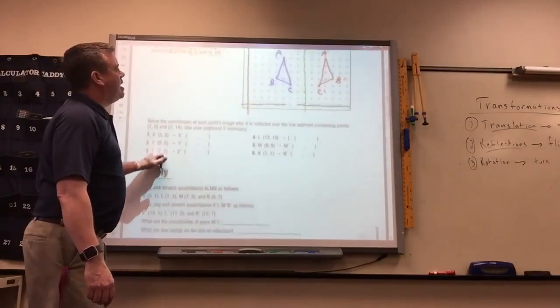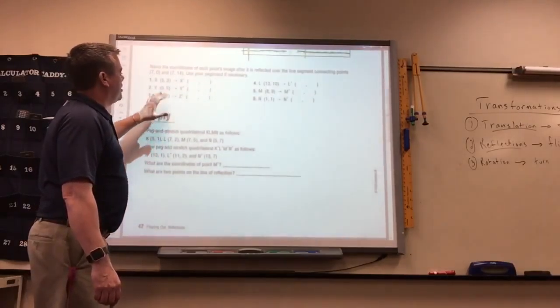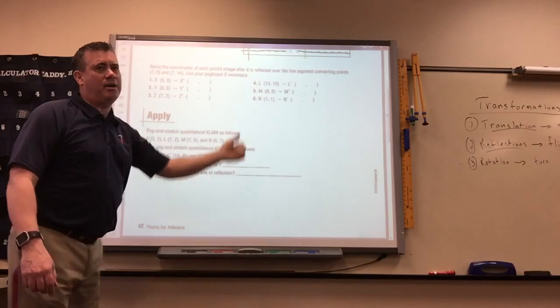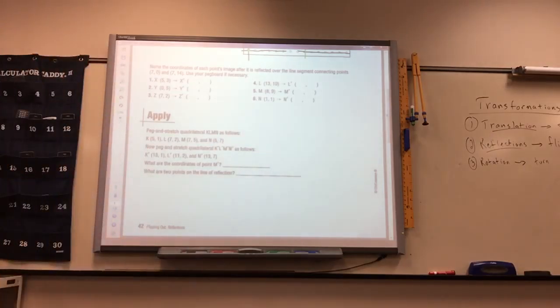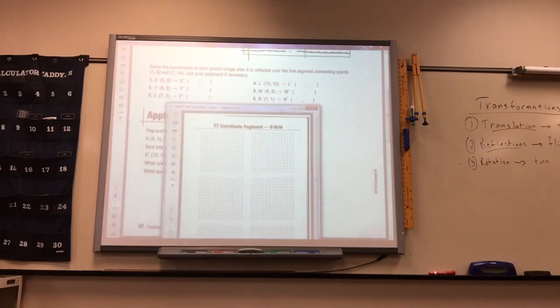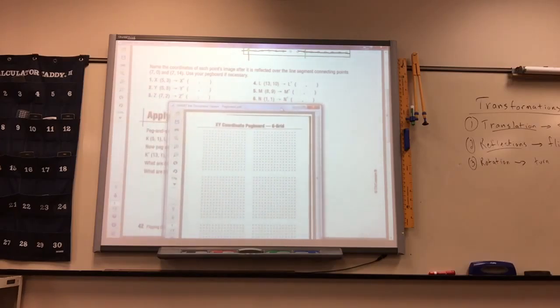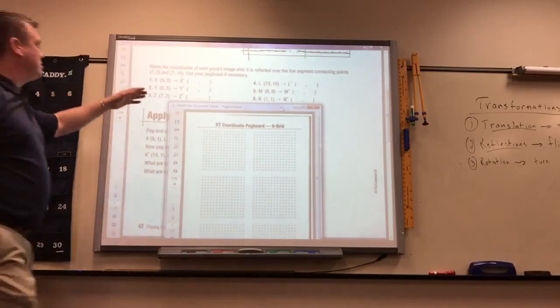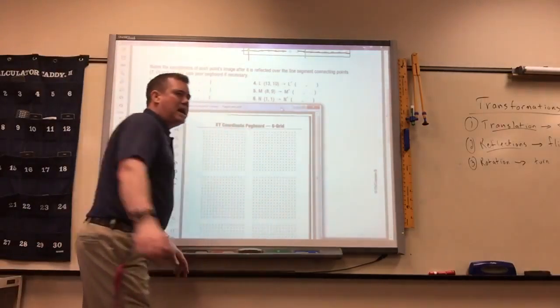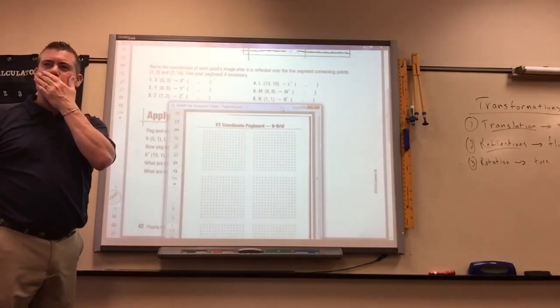Hi, people. Now, this next part, there's nothing for you to draw on, but I'll give you the pegboard paper, so you can use it to find the answers. So this will just be scratch paper for you to find the new coordinates.